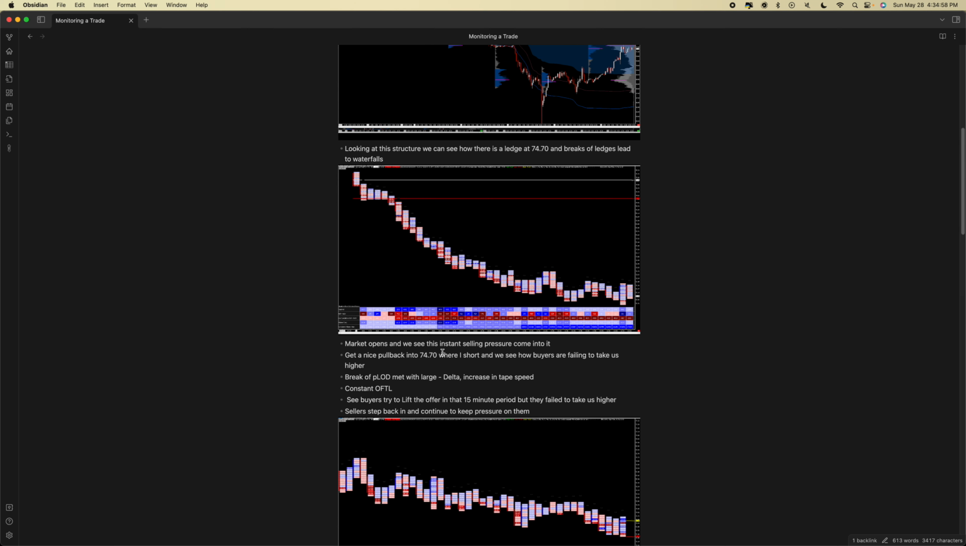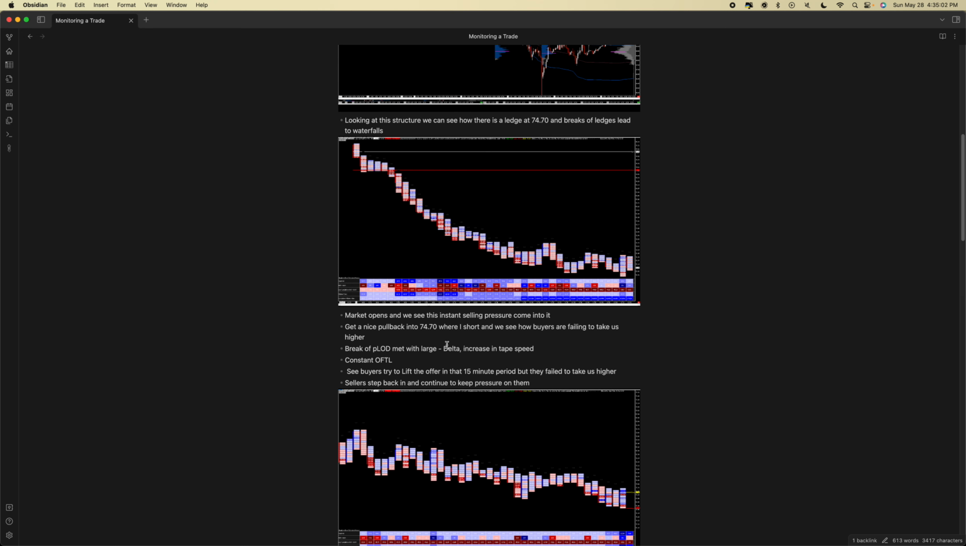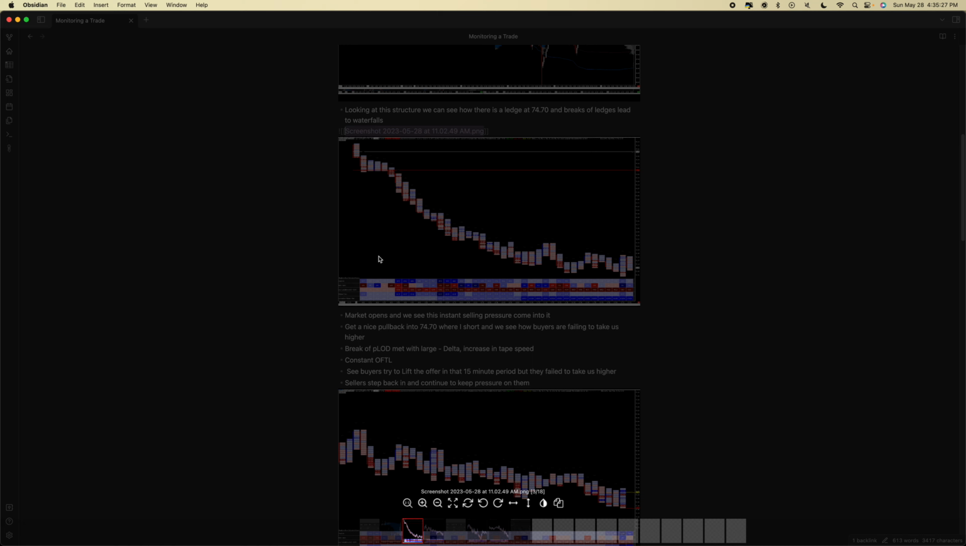So let's go ahead and look at the FootPrint charts over here. The market opens and we see this instant selling pressure come into it, get a nice pullback into 74.70 where I short, and we see how buyers are failing to take us higher. The break of the previous low of day is met with large negative delta, an increase in tape speed, constant one time framing lower. See buyers try to lift the offer in that 15-minute period, but they fail to take us higher. Sellers step back in and continue to keep pressure on them.